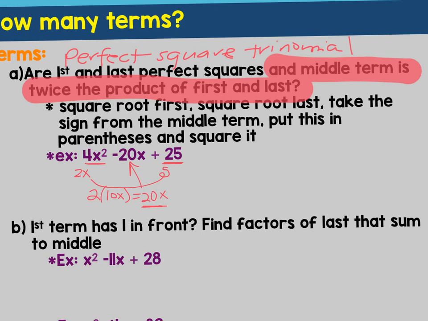So if when you square root the first and you square root the last and you multiply those together and then double it, you get that middle term, then it's a perfect square trinomial. So there's a little bit of work to determine if it is, but then once you know that it is, the rest is easy. I'm going to square root the first term, which we've already done. That would be 2x. Square root the last term, which we've already done. It would be 5. Take the sign from the middle term. So that's when that sign comes in handy. The sign goes in the middle. I put them in parentheses, and I square it. And that's the factored form.